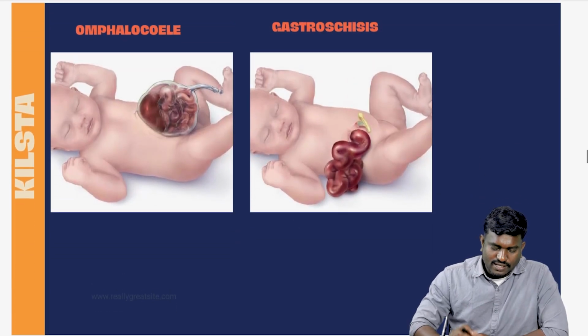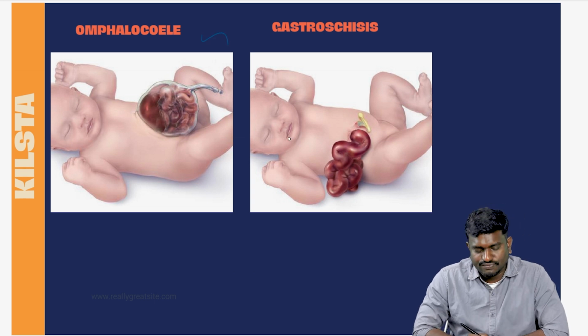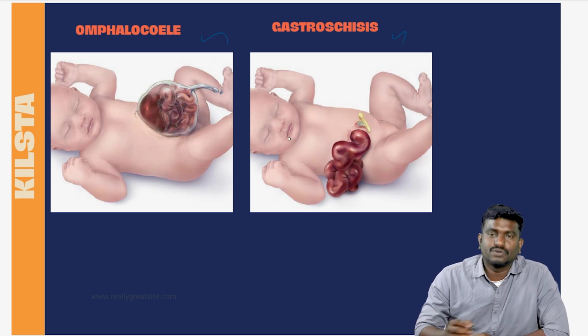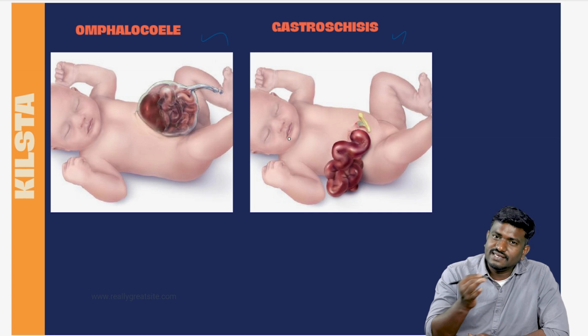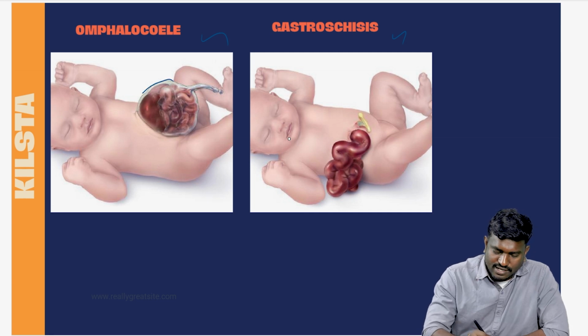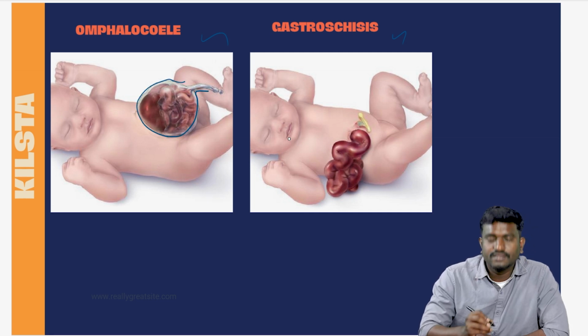Done. Next, what is the structure here, sir? This is called as what? Omphalocele, and this is going to be gastroschisis. Now, omphalocele, very easy to remember. It comes with the amniotic covering. Yes, amniotic membrane covering. Good.